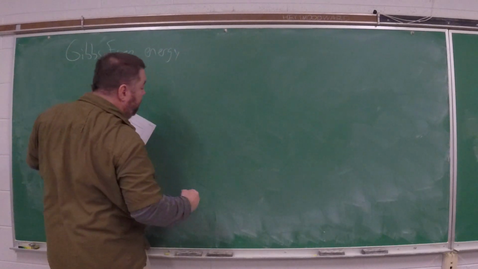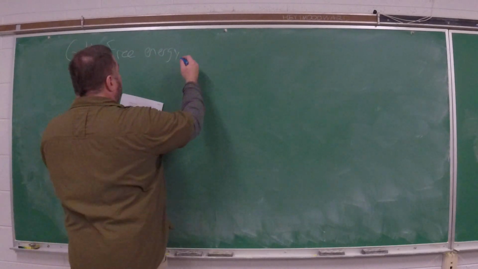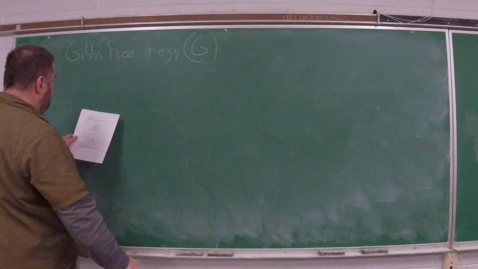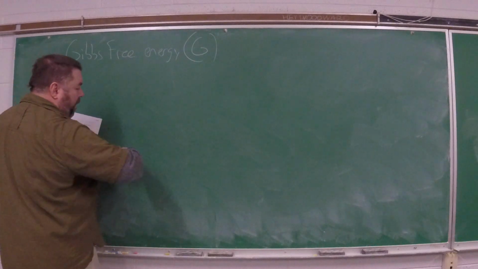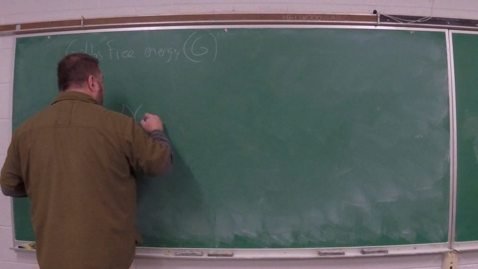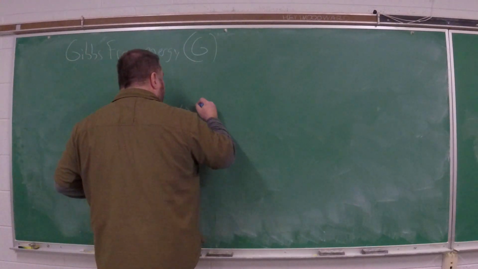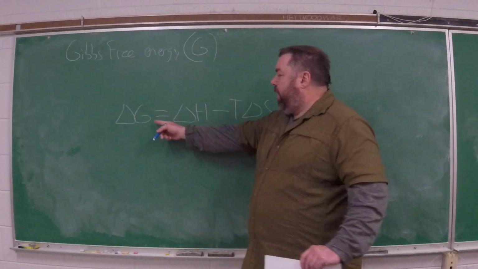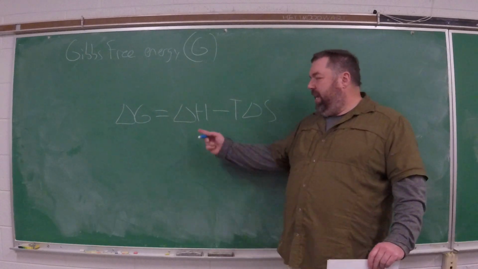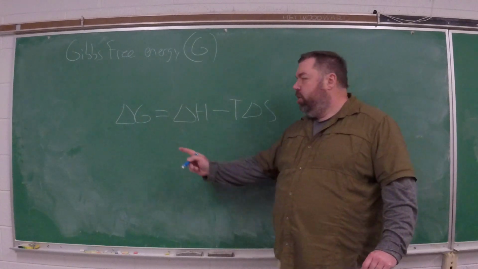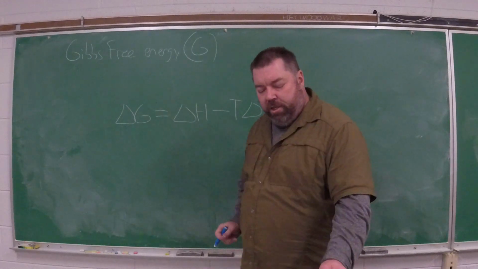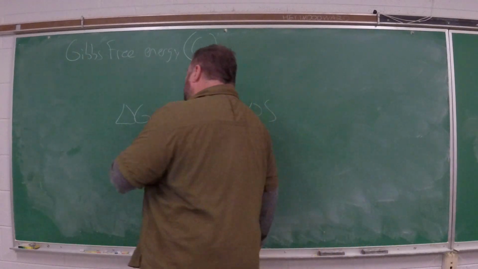Sorry, I gotta write lower. Gibbs free energy is done with a capital G. Okay? Sorry, I gotta write down here. Our Gibbs free energy, G again, is the change in. Sorry, the delta is the final minus the original. Sorry, I gotta quit pointing with this arm.